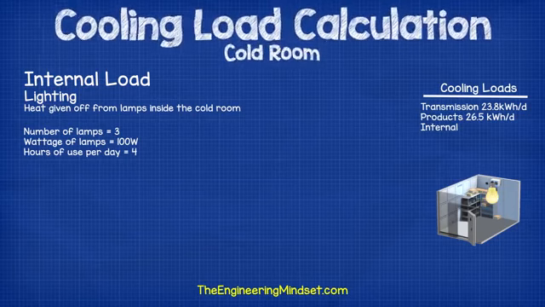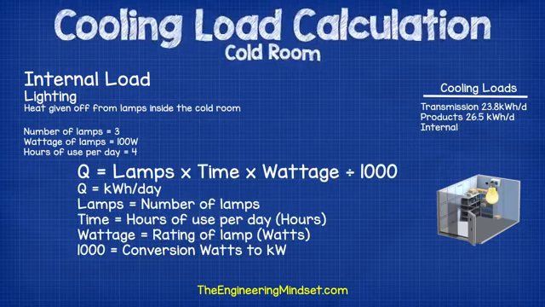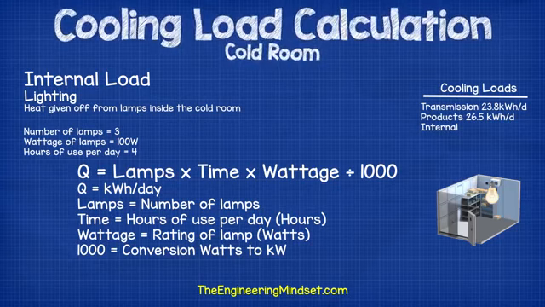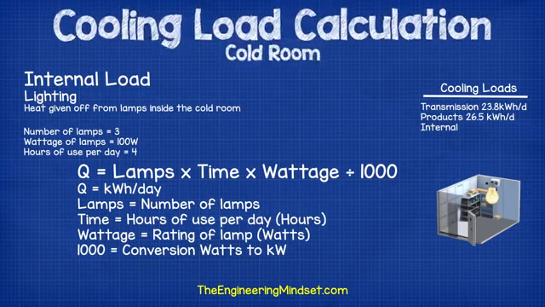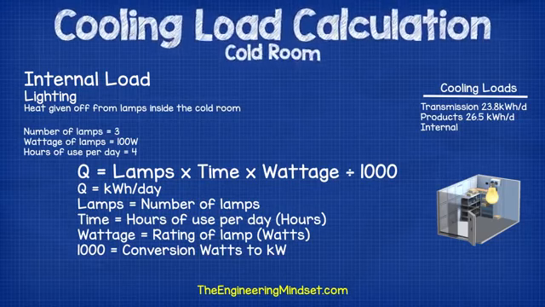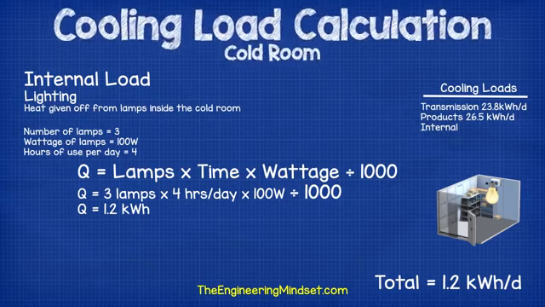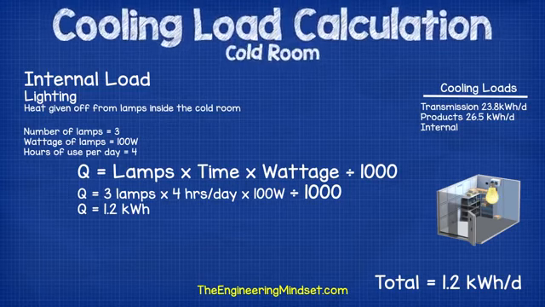Now this is fairly simple to do, and we can use the formula Q equals lamps multiplied by time multiplied by wattage divided by 1000, where Q equals kilowatt hours per day, lamps equals the number of lamps, time equals the hours of use per day, wattage is the power rating of the lamps, and 1000 is to convert the watts to kilowatts. So if we have 3 lamps inside at 100 watts each, and they run for 4 hours a day, then we should see that these would give off around 1.2 kilowatt hours of heat per day.